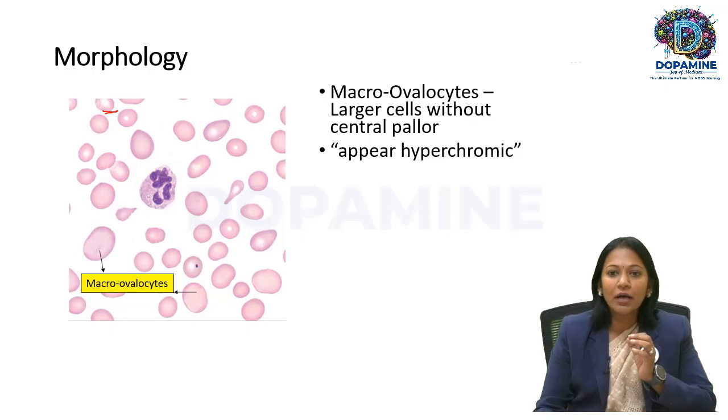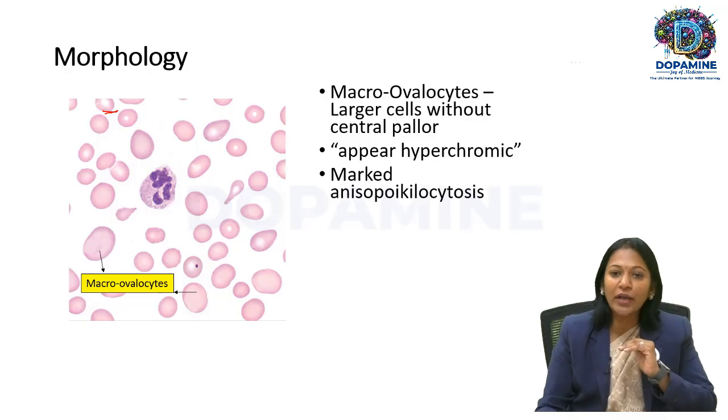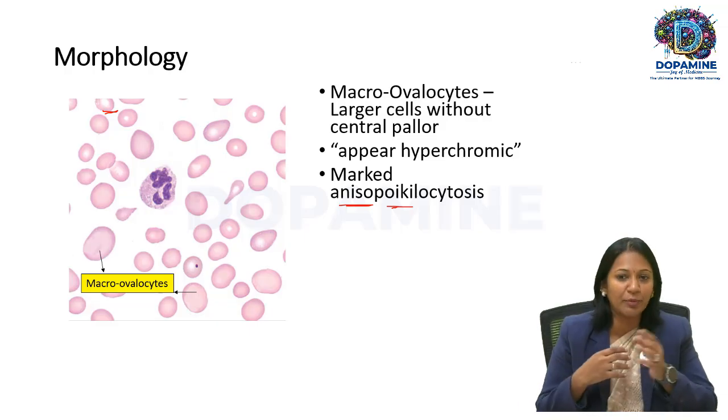So they appear hyperchromic, whereas they are actually normochromic. So the peripheral smear picture will be: RBCs are macrocytic and normochromic. Marked anisopoikilocytosis. Anisocytosis is variation in the size, and poikilocytosis is variation in the shape. So marked anisopoikilocytosis will be there because some cells will be normal and some will be abnormal. So the variation will be very much marked.